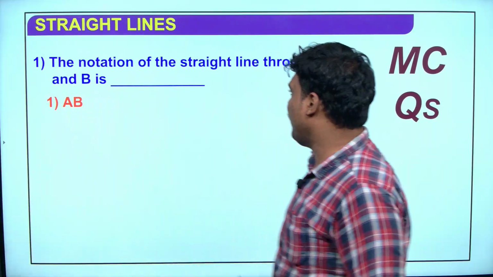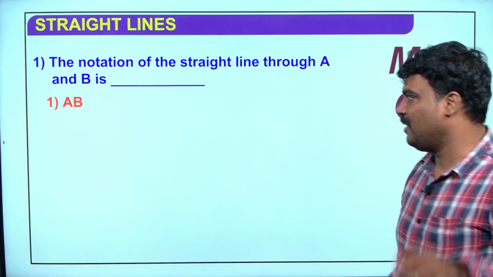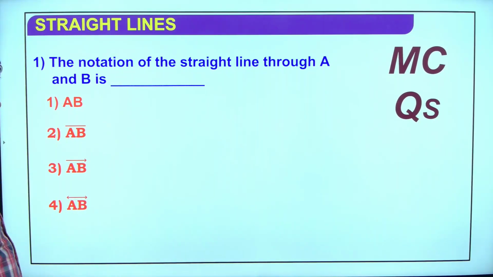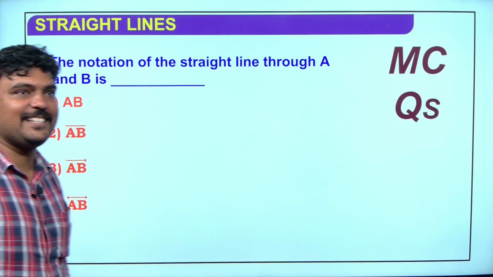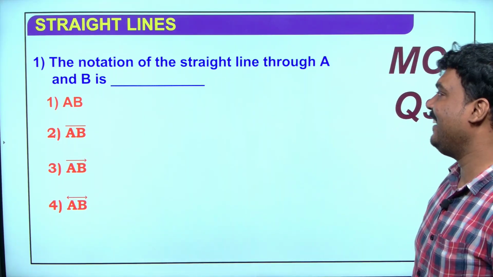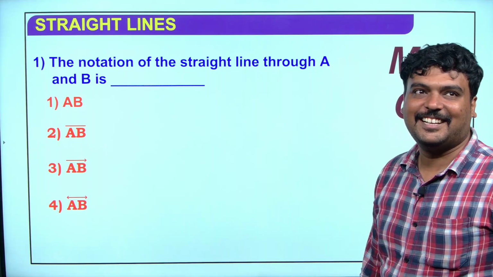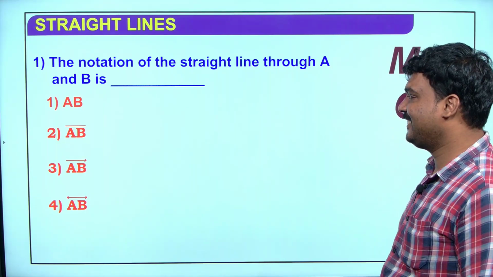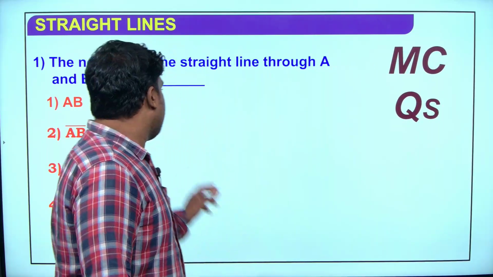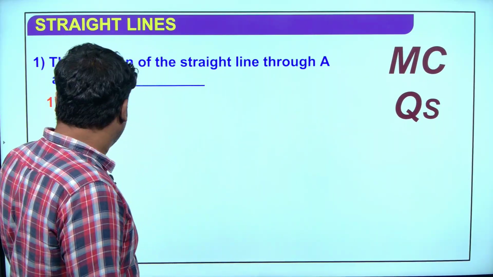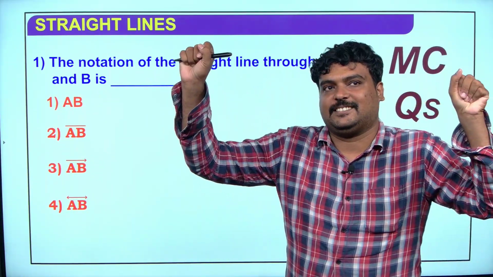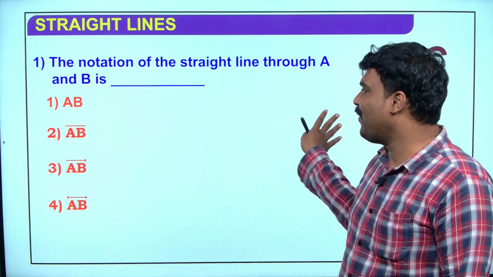The notation of the straight line through A and B is... What is the answer? Option 4. Okay, anybody else? Option 2, sir. Okay. See, option 2 is the wrong answer, because if there is no arrow mark there, it means it has a start point and end point. Yeah, it's a line segment. Option 4 is right.